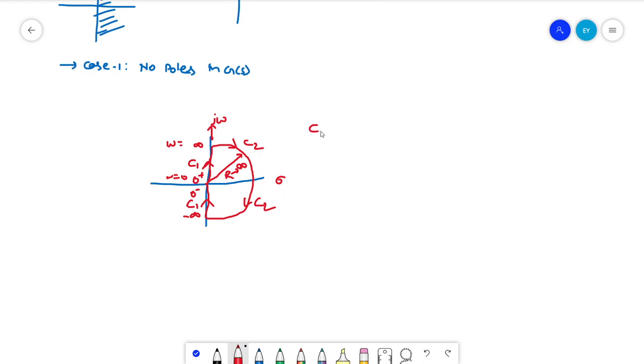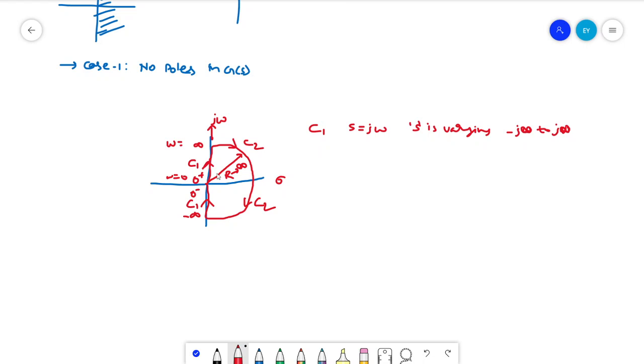So if you are considering C1, S equal to j omega, S will be varying from minus j omega to j omega, where omega is minus infinity to infinity, or directly we can say it as minus j infinity to plus j infinity. Okay, minus j infinity to plus j infinity, S on C1.